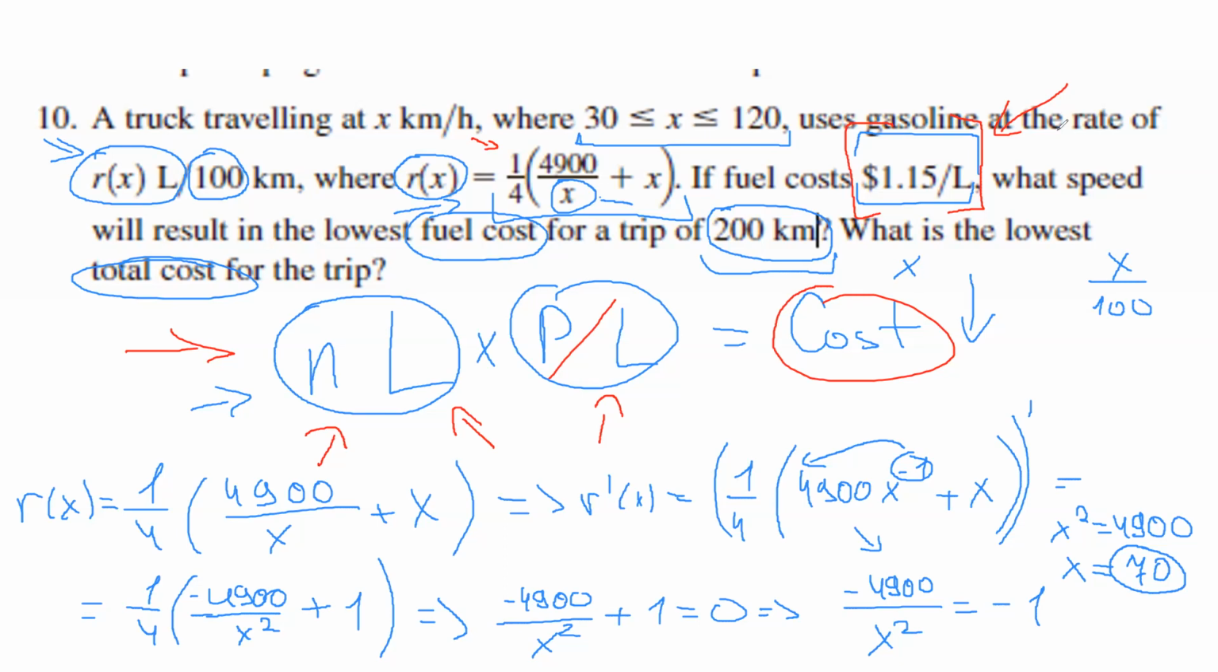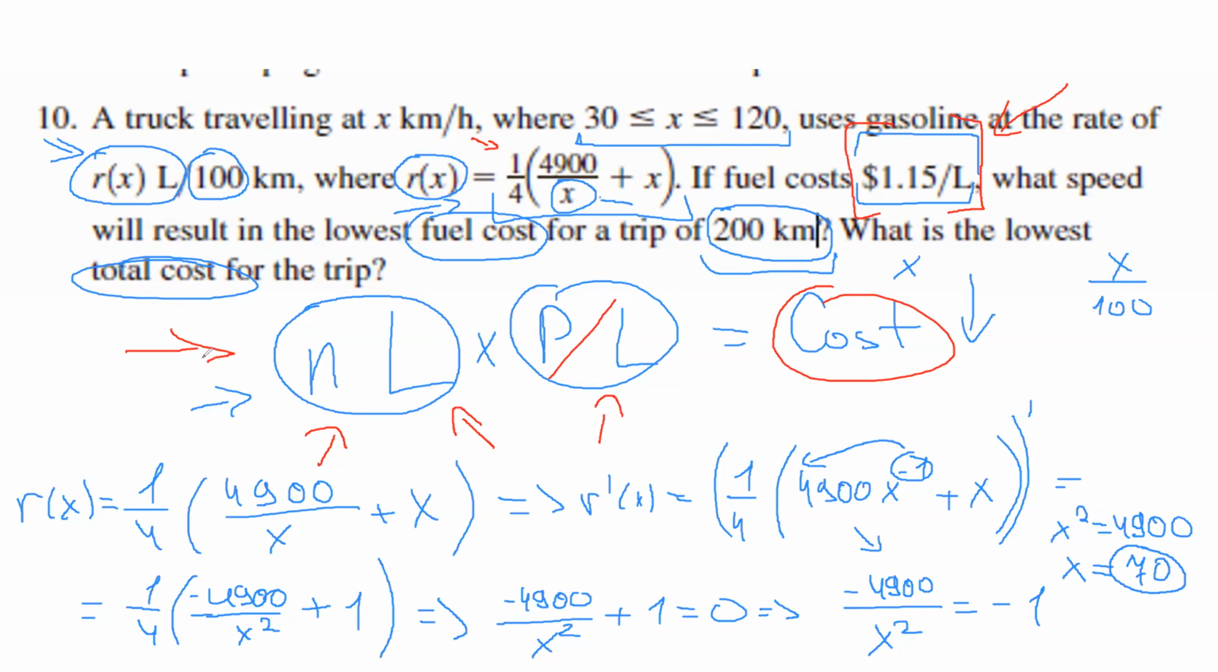Why do we multiply by 1.15? Because that's the price per liter. And we are asked what is the lowest total cost for the trip. So 70 is the liters we used. 70 liters we spent for 200 kilometers. Then I multiplied by cost per liter to find total cost.